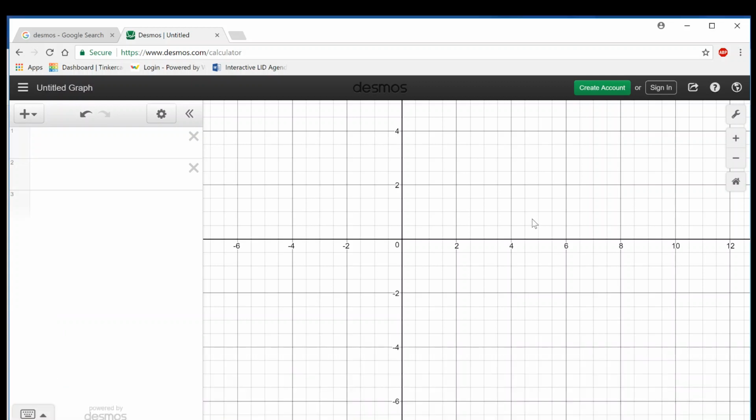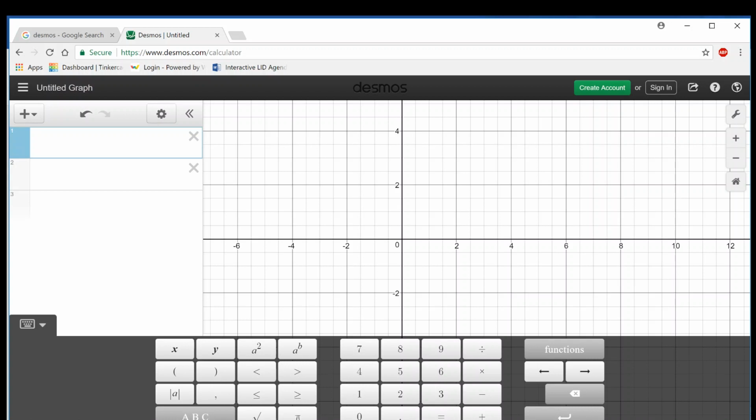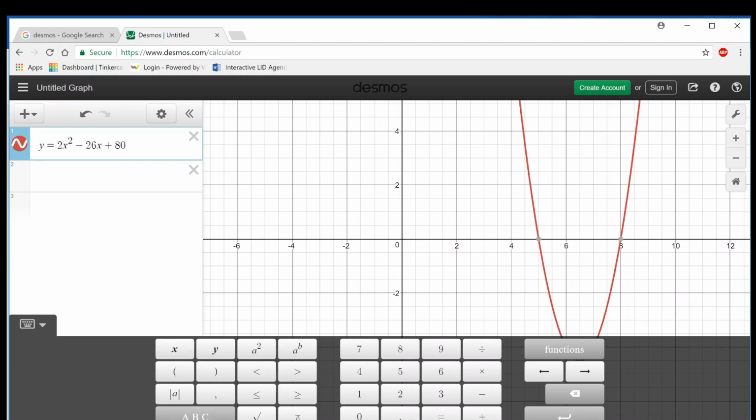This is a Desmos tutorial on how to graph a quadratic equation, how to find its roots, its y-intercept, its line of symmetry, and all the interesting things you care about in a quadratic equation. So first, we need a quadratic equation. Our quadratic equation this time is going to be y equals 2x squared minus 26x plus 80.